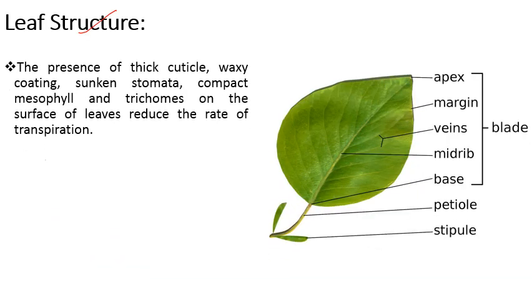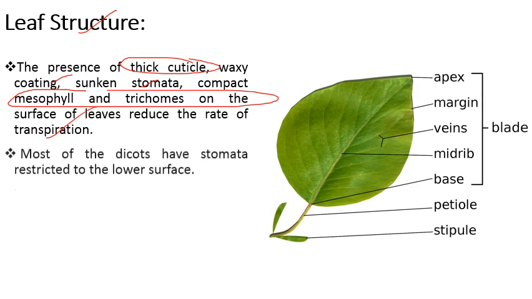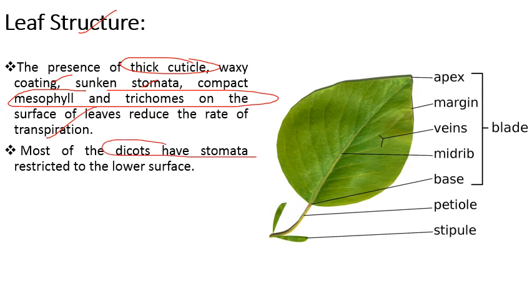So the presence of thick cuticle, waxy coating, sunken stomata, compact mesophyll and trichomes on the surface of leaves reduces the rate of transpiration. So ये जो सारे के सारे factors हैं वो transpiration के rate को कम करते हैं. And most of the dicots have stomata which are restricted to lower surface, and the leaves of dicot are commonly known as dorsiventral leaves.